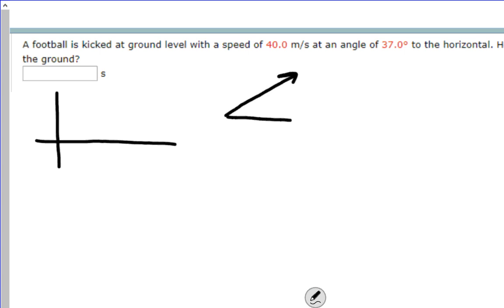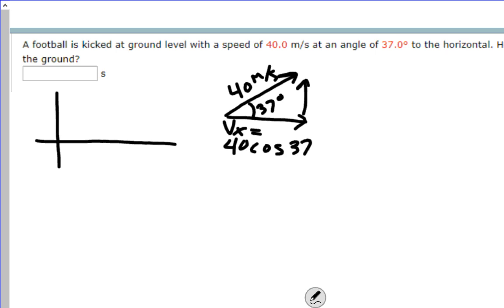Let's start here. 40 meters per second, 37-degree angle. I think we know what we have to do first, right? We have to do some trigonometry. I'm going to use the cosine function and find Vx. So I'm going to do 40 cosine of 37. Here I'm going to do 40 sine of 37. I'm going to get those components. Although to be honest, I don't think I'm going to need anything but the vertical, because we know the time in the air is dependent on the vertical stuff. So I'm going to be a little bit lazy. It's a little more than 24, but I'm just going to round.